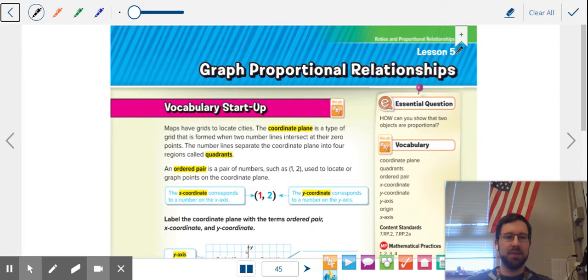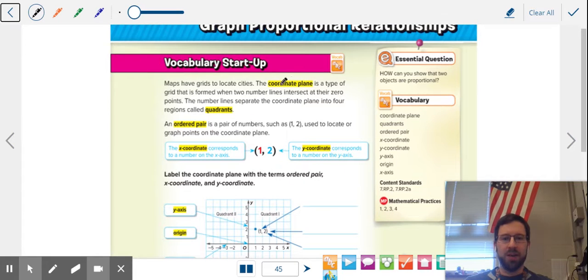Today we are starting Lesson 5. We just took our quiz on the first half of this unit, Unit 4. Today we're going to be graphing proportional relationships. We just did a lesson on whether it is proportional or not based on the data, whether it's a ratio or not. So today we're going to look at, is it a proportion based on a graph? So first you need to know what a graph looks like.